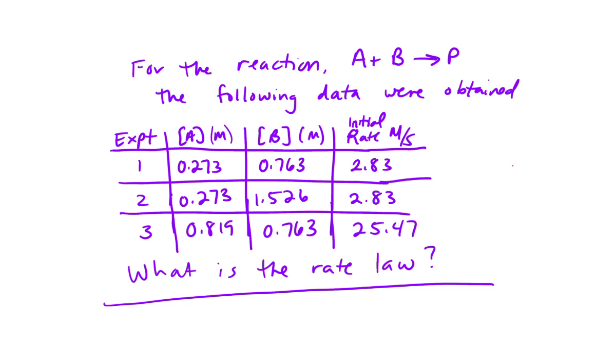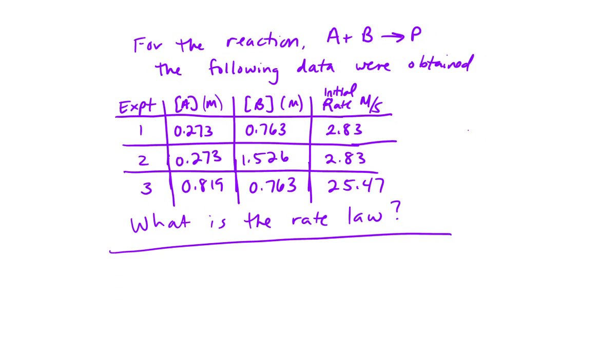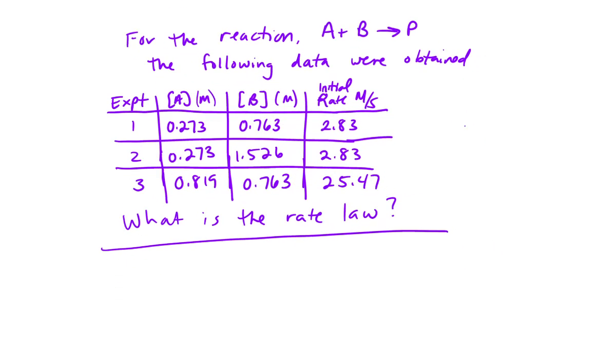All right. So we have a reaction where A plus B form some products, P, and we have several experiments that we've done. And we have concentration data for A, concentration data for B, and an initial rate for each of those different experiments. And from that, let's determine the rate law. Okay, so this is our method of initial rates. And I'll let you all have a few minutes to do that. Have at it.